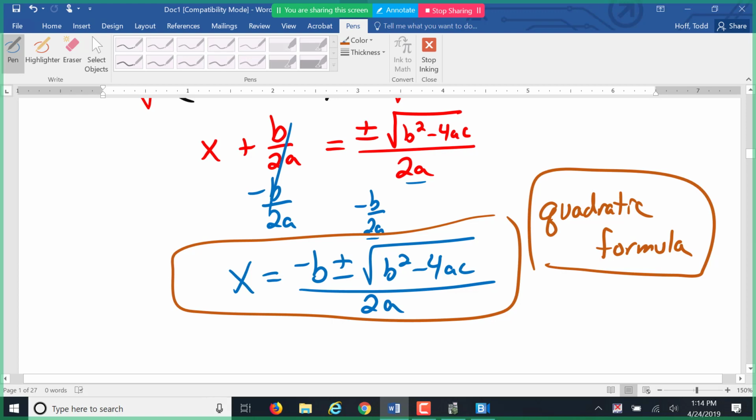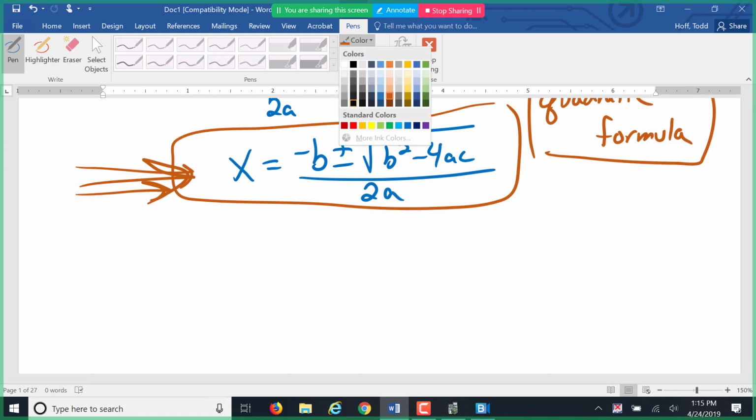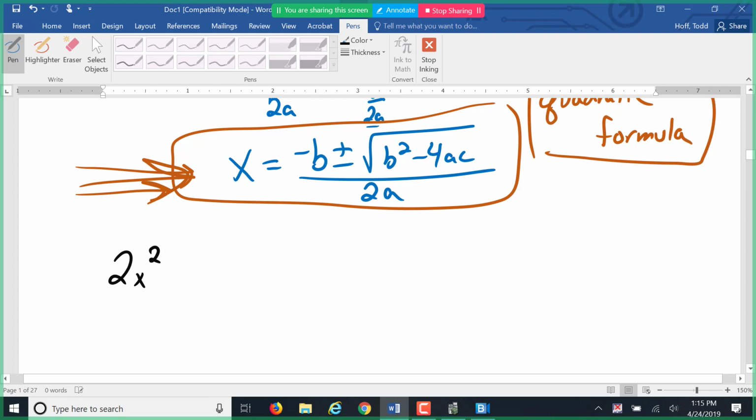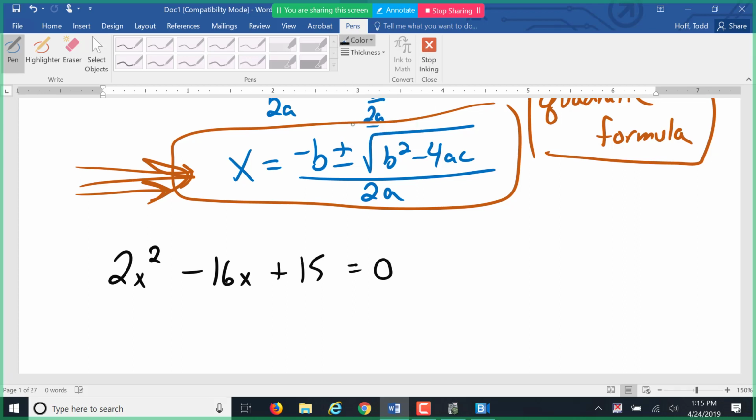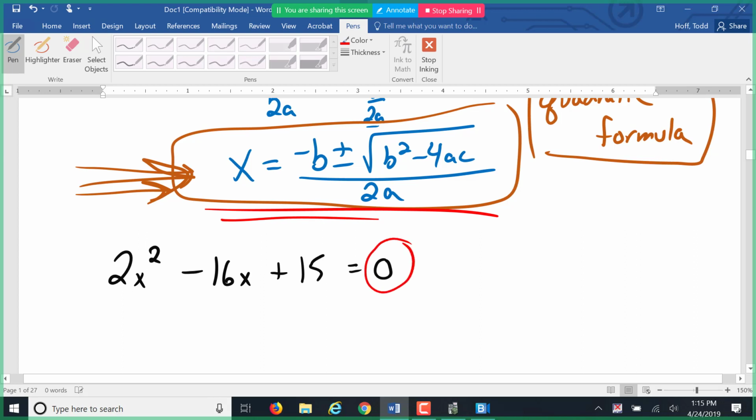Those equations we've been solving so far can just be plugged into this formula. Notice what I did with this formula is I did the completing the square process with letters A, B, and C instead of numbers. So now all I have to do is take those coefficients A, B, and C and plug them into this formula, and it'll give me the answers to that quadratic equation. So if I have 2x squared minus 16x plus 15 equals 0, notice, for this formula to apply, it must be equal to 0.